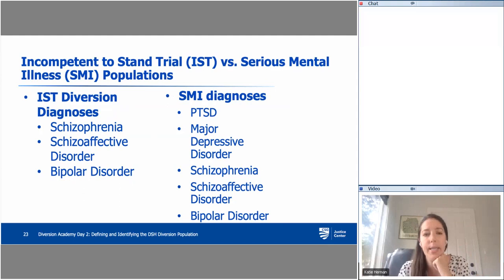And just as a reminder, and to make it concrete again, for this IST diversion program, the 3 diagnoses that are eligible are schizophrenia, schizoaffective disorder, and bipolar disorder, which are serious and persistent mental illnesses. But there are other serious mental illnesses like PTSD and major depressive disorder. You know, there's major depressive disorder with psychotic features, which, while those are serious mental illnesses, are not eligible for this DSH diversion program.